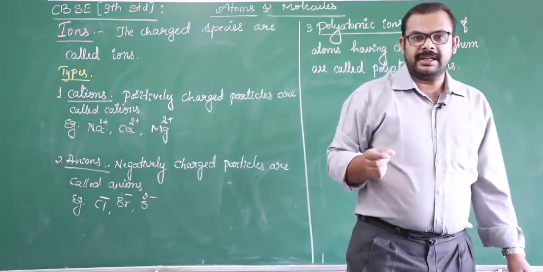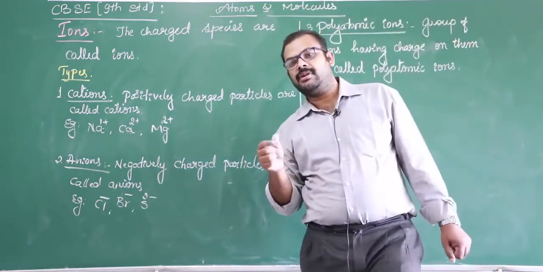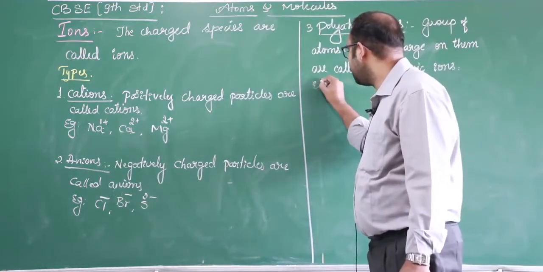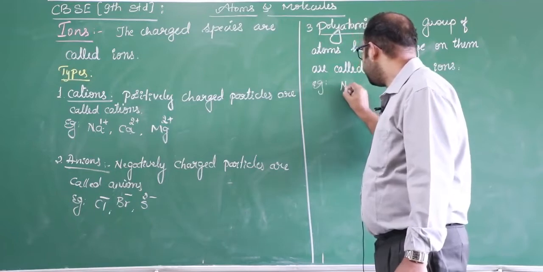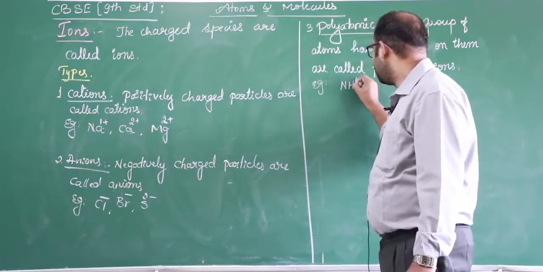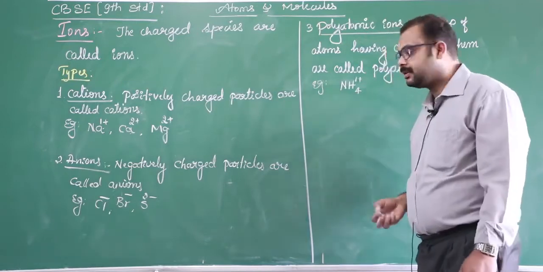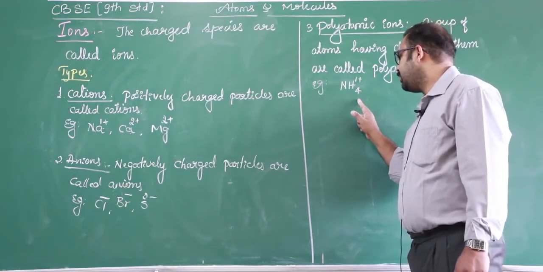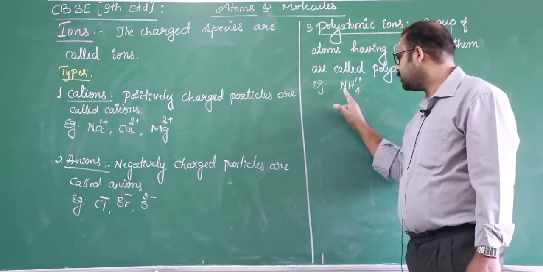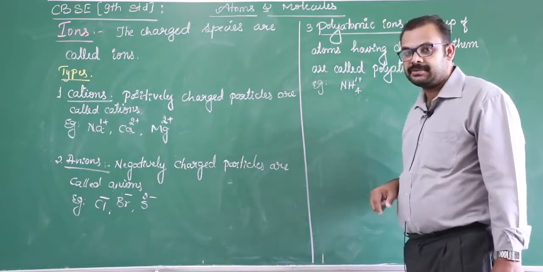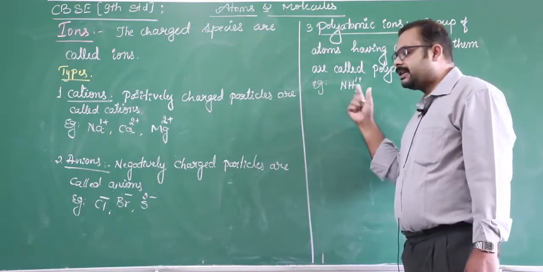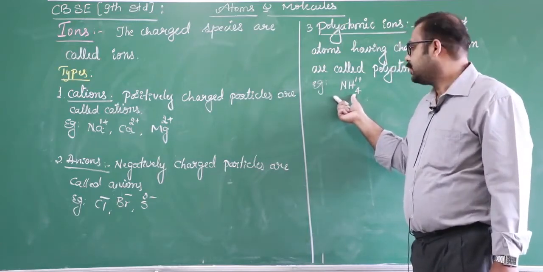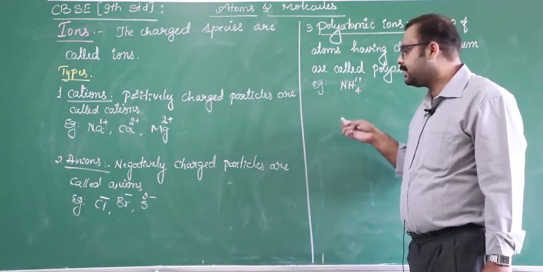Even though a polyatomic ion contains two or more atoms, we have to consider it as a single unit. For example, NH4+, the ammonium ion. This ammonium ion consists of two different elements, one nitrogen and four hydrogen atoms. Even so, we consider it as a single unit, so it is called a polyatomic ion.